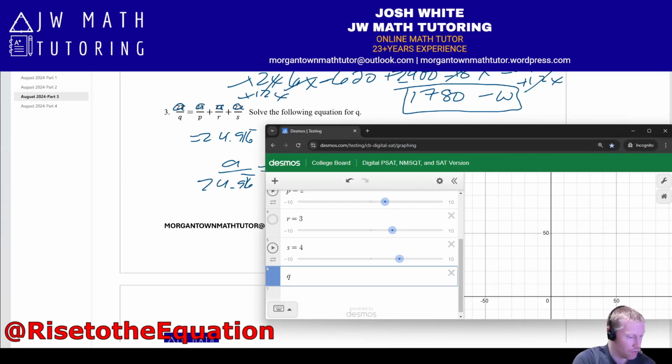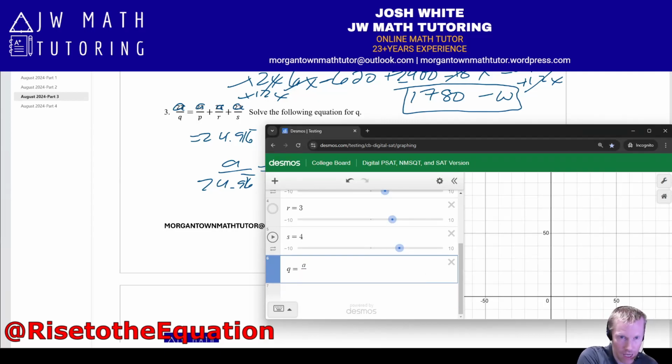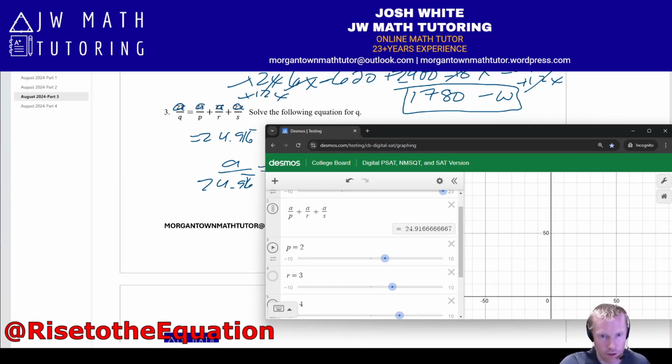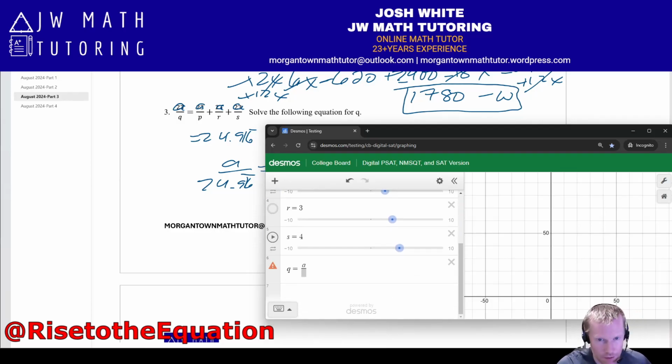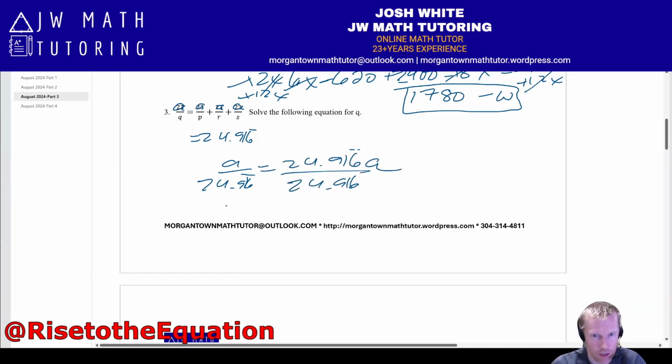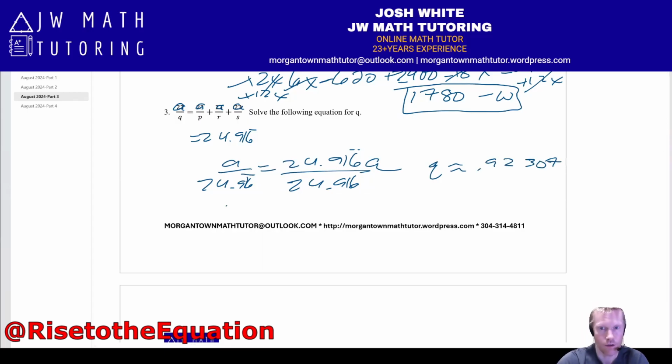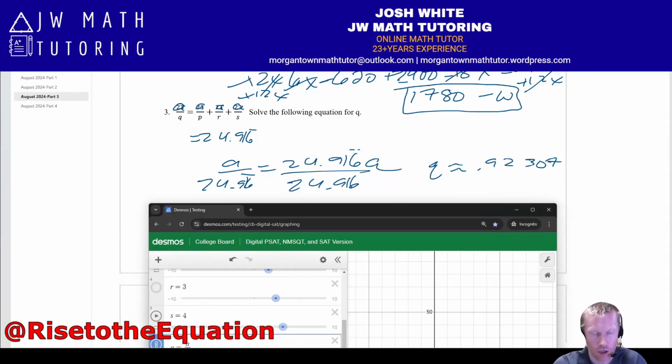So we just go to Desmos and we get Q equals, we can put A, and now here, I'll define this as B, and then I can just type that and use the exact value. Okay, so this is what Q is equal to, 0.92307 approximately. Now you would just go through and type all the answer choices and see which answer choice gives you this value of 0.92307.